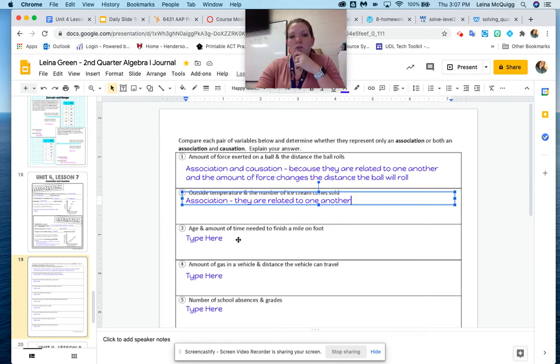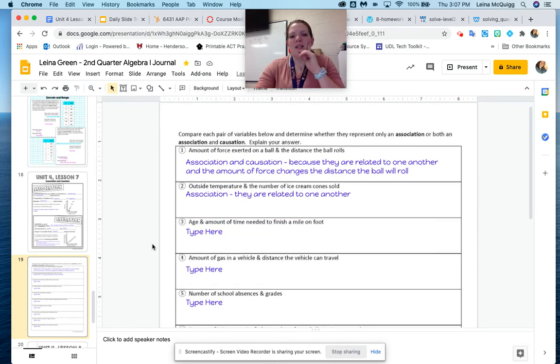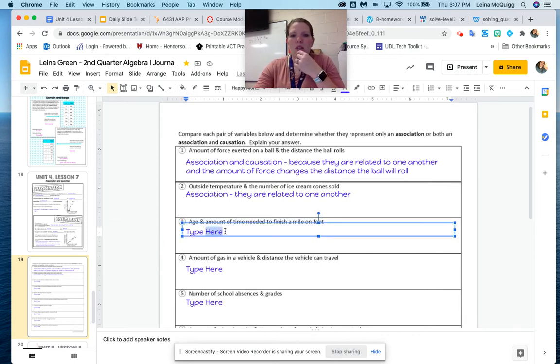All right, so now we have age and amount of time needed to finish a mile on foot. So you're walking a mile. Will an older person need as much time as, say, you to finish walking a mile on foot? Maybe. They might need more time. They might need less time. So I think your age is related to the amount of time it takes you to walk on foot. So I think association for sure, because they're related.